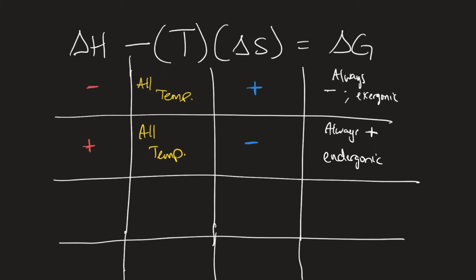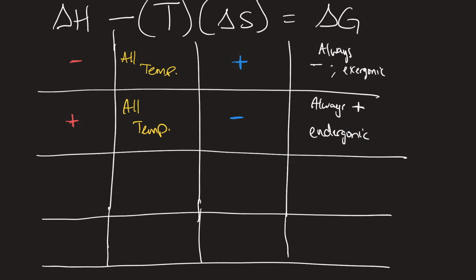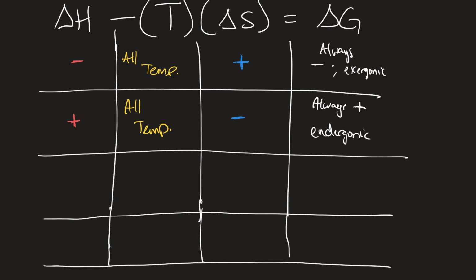Now, let's mix-match this just a little bit. Let's say our delta H was positive. When it's positive, remember, it's endothermic. This case was endothermic as well, and this case was exothermic. Here, it's endothermic and positive. That means more disorder, just like this one was more disorder.